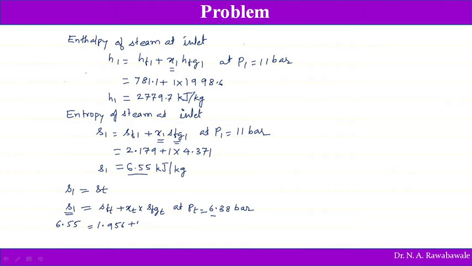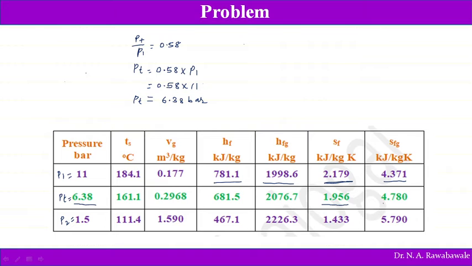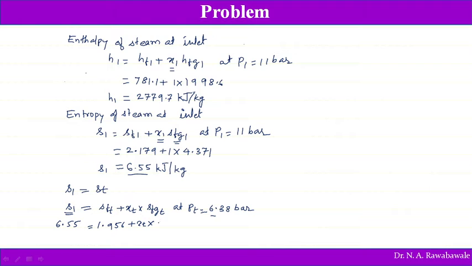So 6.55 equals 1.956 plus XT into 4.780. SFGT at 6.38 bar is 4.780. On calculation, dryness fraction XT we get as 0.96. Once we know dryness fraction at throat, then we can find out enthalpy at throat.